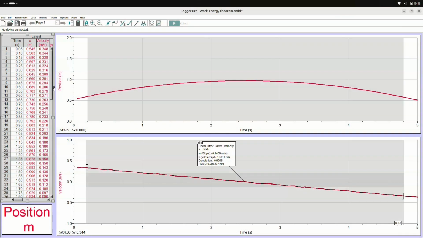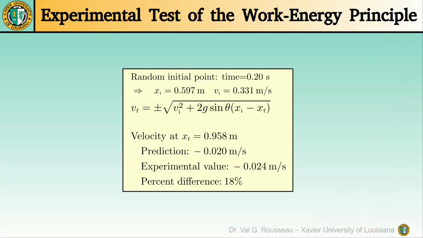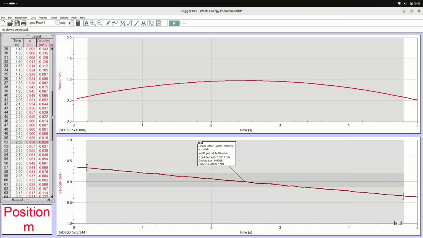Now let us take another final point close to the point where the glider changes direction. For example, 0.958 meters. The experimental speed is 0.024 meters per second in the negative direction, and for this point we can't expect the prediction to be as good because since the speed is almost zero close to that point, we have a loss in numerical precision. Our formula predicts a value of 0.20 meters per second, so the percent difference goes up to 18%. But we recover an excellent agreement when we move away from that point.